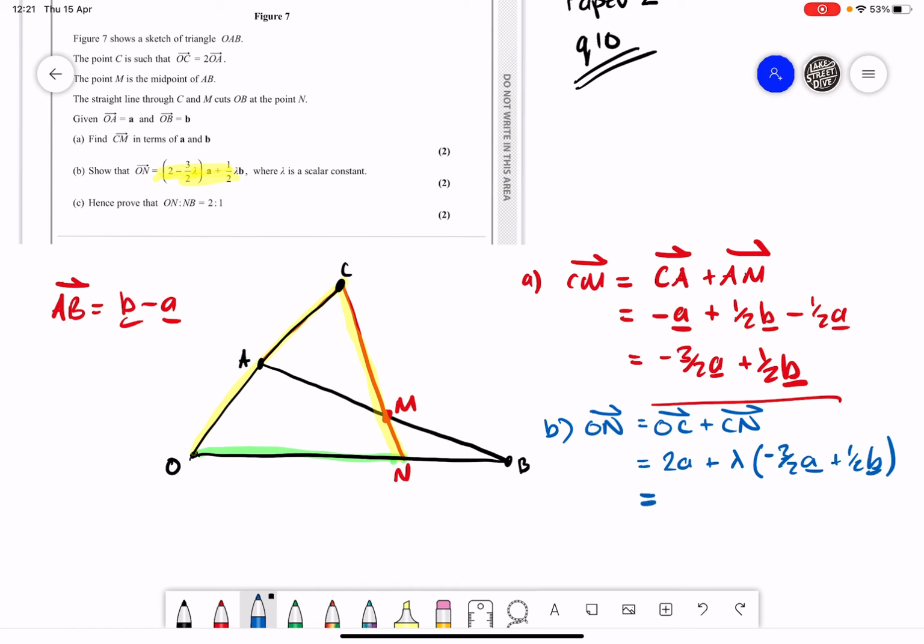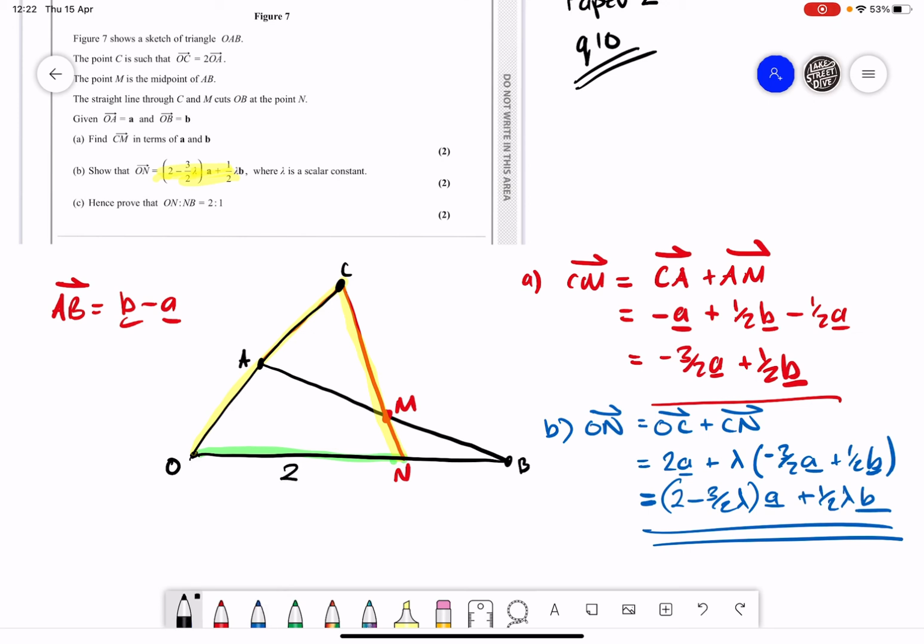Putting that all together, I can get 2 minus 3 over 2 lambda A's plus a half lambda B, which is what they required from us. Final part is to show that ON is 2/3 of OB, or rather to show that the ratio here is 2 to 1. Basically, if I can show that ON is 2/3 of OB, I've done the job. So let's go ahead.